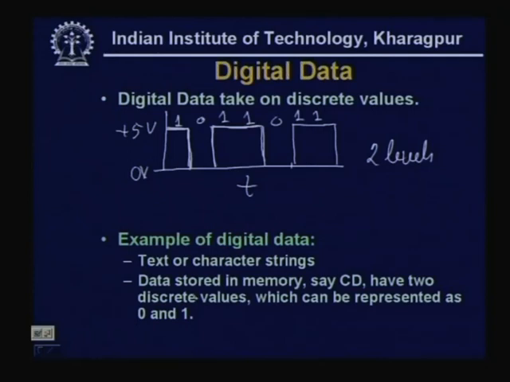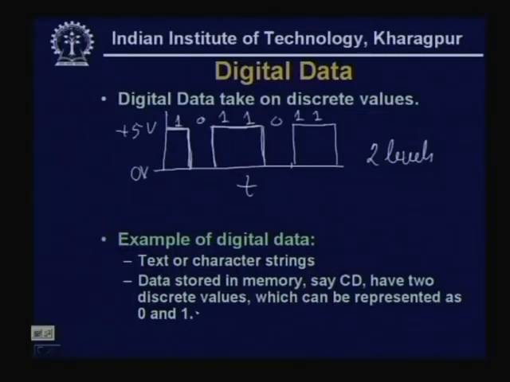Another example of digital data is data stored in memory, say a CD, which has two discrete values that can be represented as 0 and 1. For example, inside the computer, the information is stored in the form of zeros and ones. Inside the digital computer, it is essentially the digital domain. There does not exist anything other than zeros and ones. So, whenever some information is stored in the memory or hard disk or CD, it is stored in the form of zeros and ones.